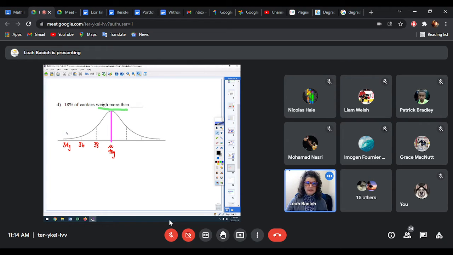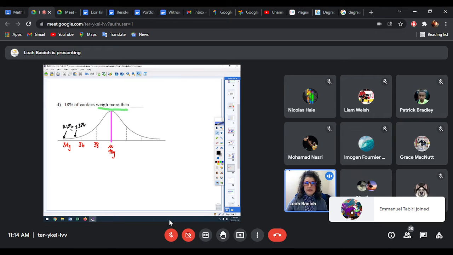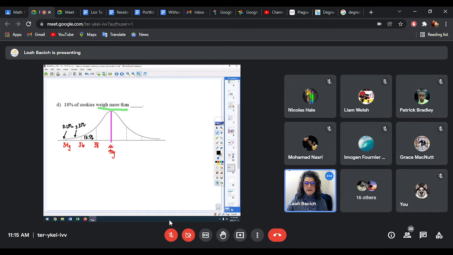18%. So if I do what I did in the previous one, this is 0.15%. This is 2.35%. I'm already up to 2.5%. This is 13.5%. That's a total of 16. So I hope we see we're getting bumped into this next bin now, for the 18%.